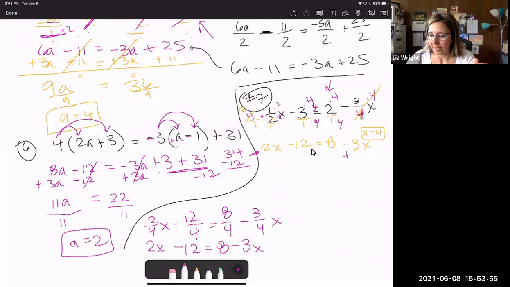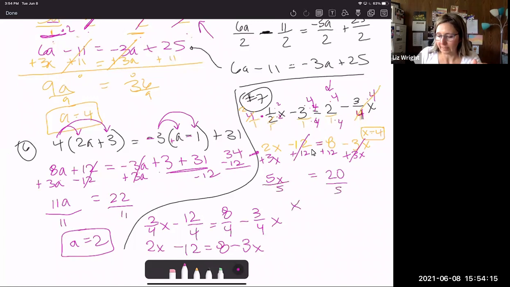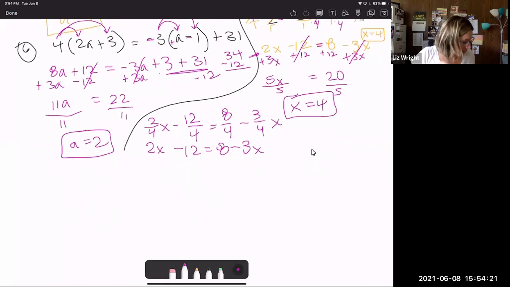Here we go. Now I'm going to add my 3x over. So that's 5x. I'm going to add the 12. This is going to go away. That's going to go away. Here's my equal sign over 20. Divide both sides by 5. And x is going to equal 4 for your answer. Okay.